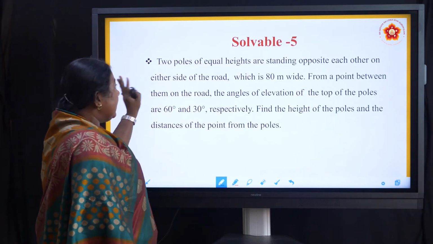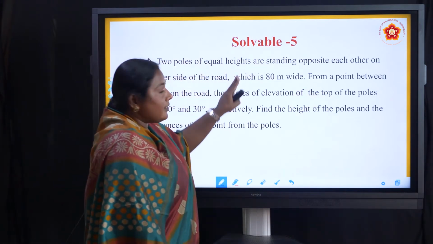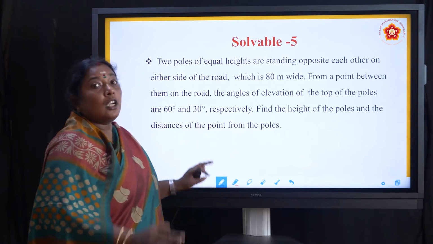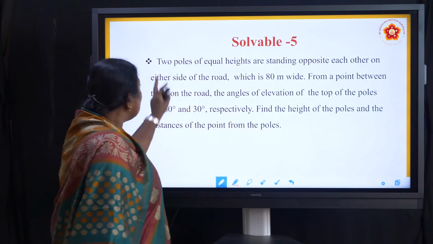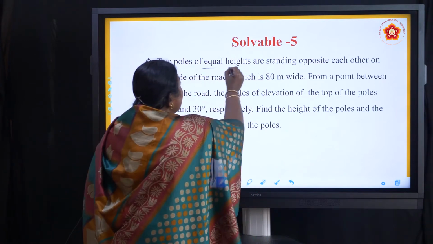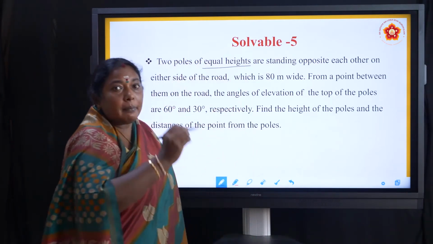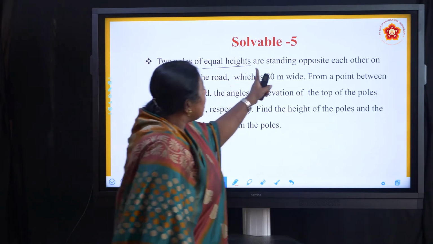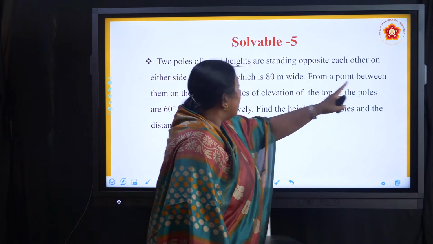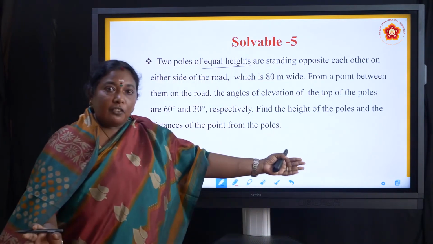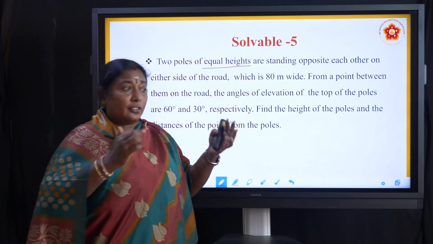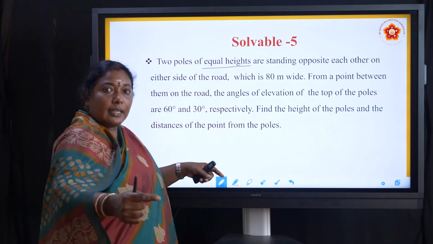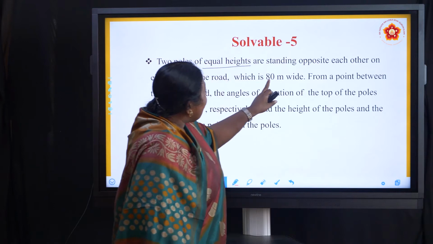This one. Here, two poles of equal heights. So previous, we don't know what is the height, they didn't tell. But here they have given two poles of equal heights. Whenever you are doing the sum, please understand the important words which you have to concentrate on. Are standing opposite each other on either side of the road. Right? We can see that on the national highways, the light poles, right? Which is 80 meter wide.